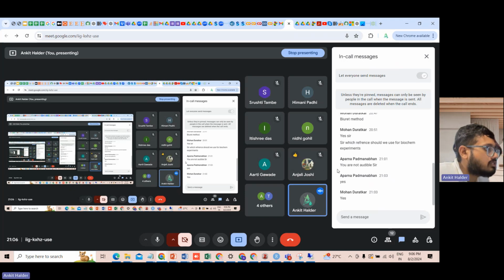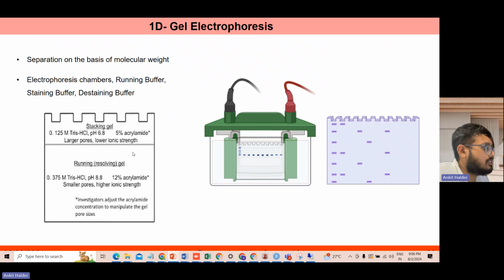Anjali, you have already heard about it, right? Yeah, so there are two kinds of gel. One is the stacking gel and another is the resolving gel, right? So one is the stacking gel, another is the resolving gel.